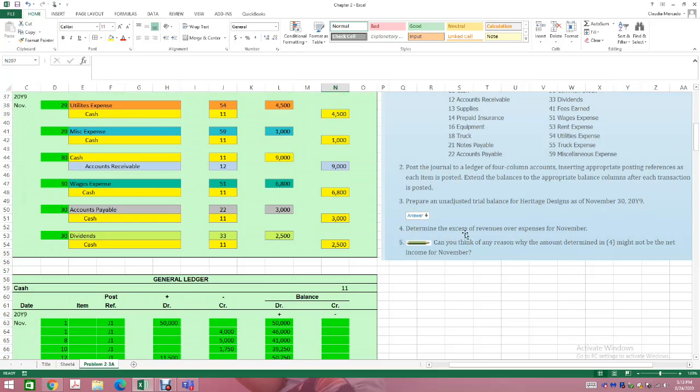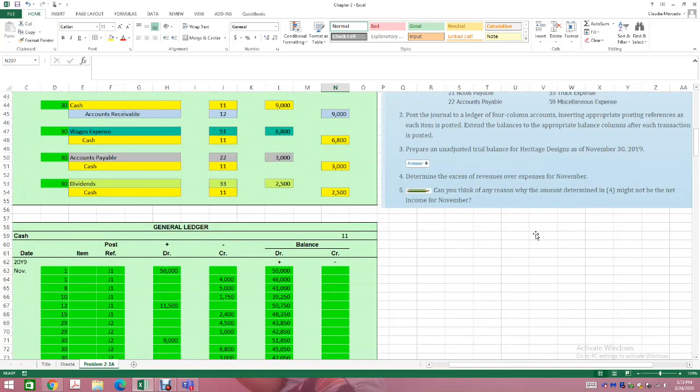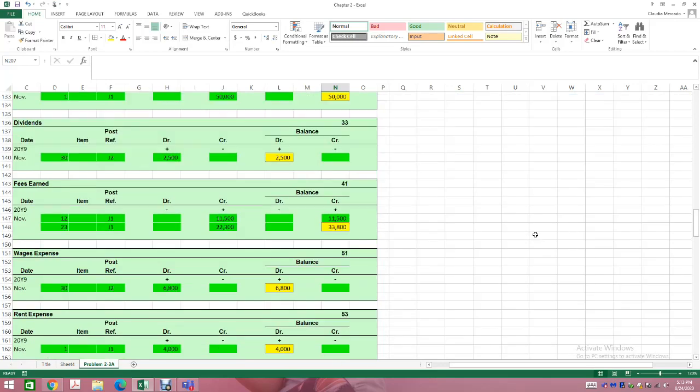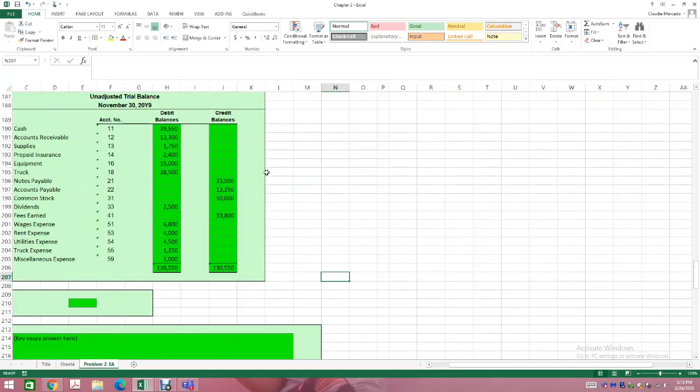Requirement 4. Determine the excess of revenues over expenses for November. Okay, so now I have my report here. So they're telling you basically to calculate your net income. What's the excess of your revenue over your expenses? Well, my revenue is fees earned, my account number 41. Okay, that's my revenue. And all of these are my expenses. I've got wages expense, rent expense, utilities expense, truck expense, and miscellaneous expense.